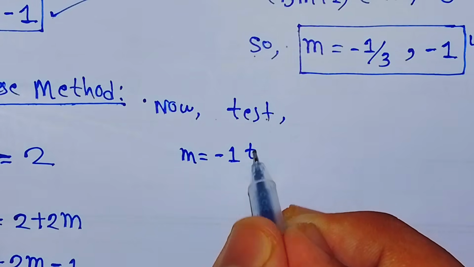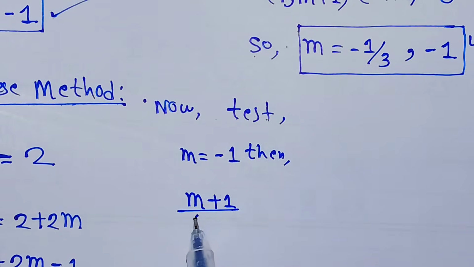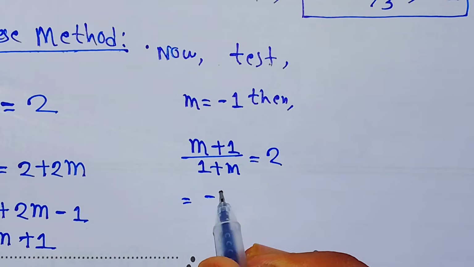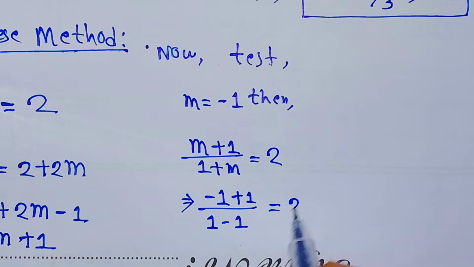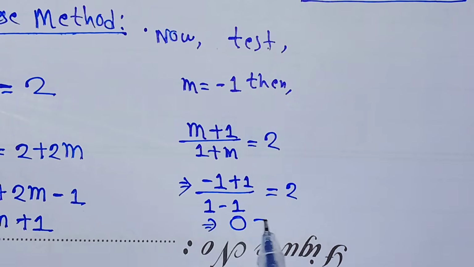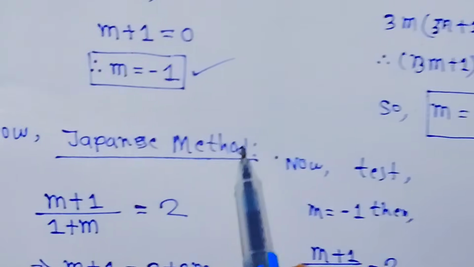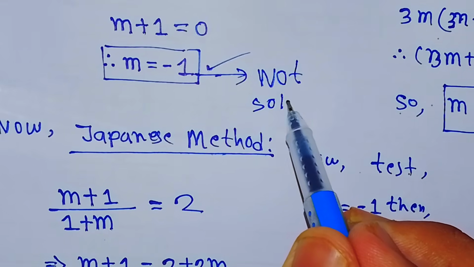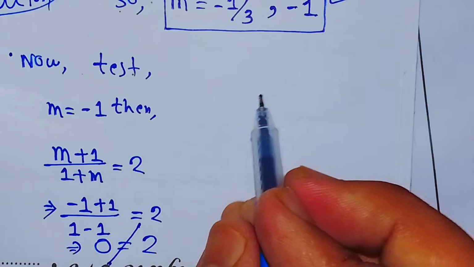So the equation was (m + 1)/(1 + m) is equal to 2. We just replace the value of m in here, which is (-1 + 1)/(1 - 1) is equal to 2. So this is like 0 is equal to 2, but this is not possible. So if you look here, the value of -1 is rejected. This is not the solution of m equal to -1.